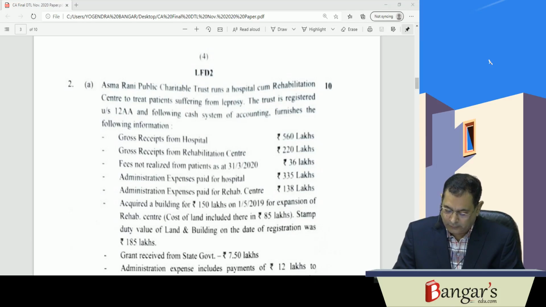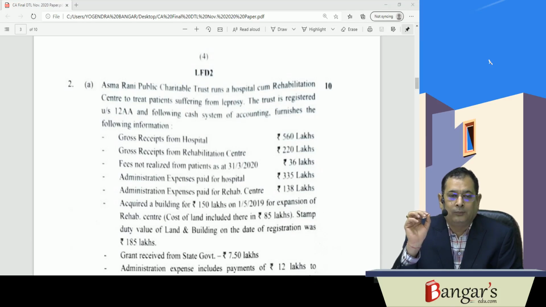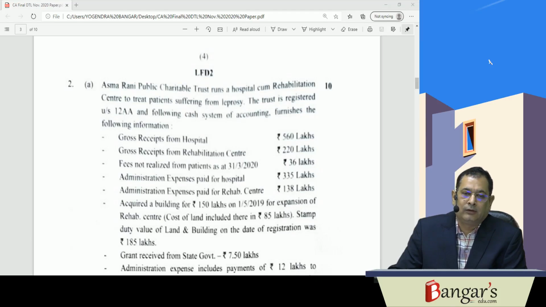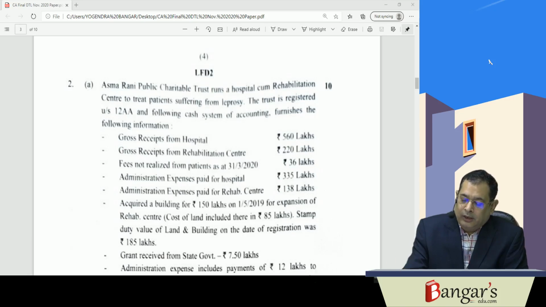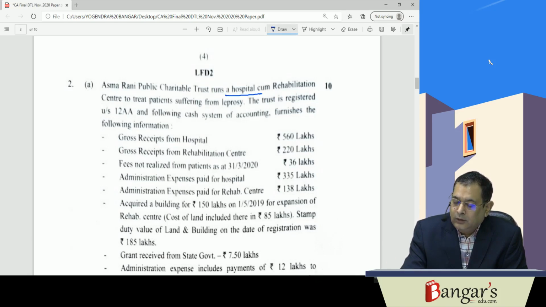Now let us start the second question. 2A. Asma Rani Public Charitable Trust runs a hospital cum rehabilitation center. So it's running what? A hospital cum rehabilitation center to treat patients suffering from leprosy. The trust is registered under 12AA and following cash system of accounting.